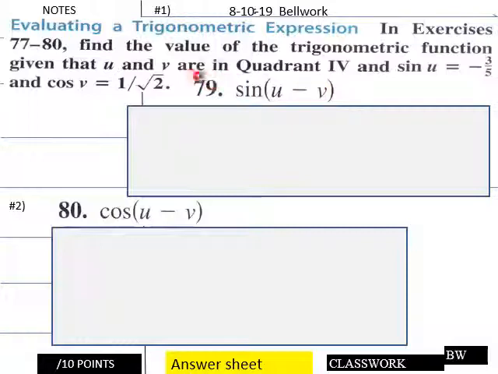we have find the value of the trig function given that u and v are in quadrant 4 and sine u equals -3/5 and cosine v equals 1/radical 2. So we have sine u minus v, and then we have cosine u minus v. Teachers, give your students 5 minutes, pause your video for 5 minutes, and check back for the solutions.